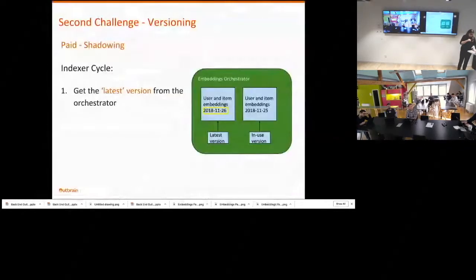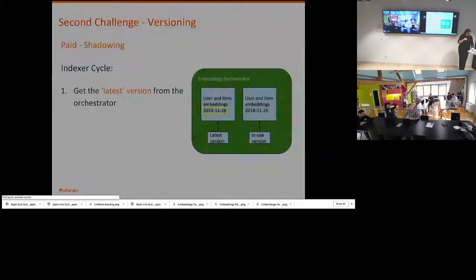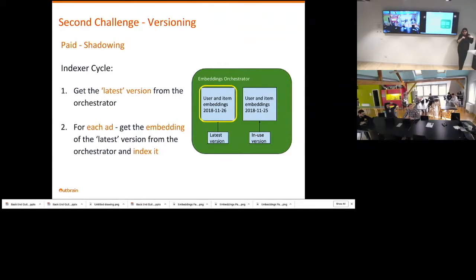So in this setting, how do we maintain this in-use version? The indexer cycle looks as follows. The cycle starts, we want to index all our ads. This is the paid service stack, so we want to index all our ads into Elasticsearch. First of all, the indexer extracts the latest version from the embeddings orchestrator, because it wants to be as fresh as possible. In this example, the latest version is from the 26th. Second, for each ad, it asks for the embedding of that latest version and indexes it into Elasticsearch. Remember that this index we're now filling is not currently used by our serving layer, so we can do whatever we want there.